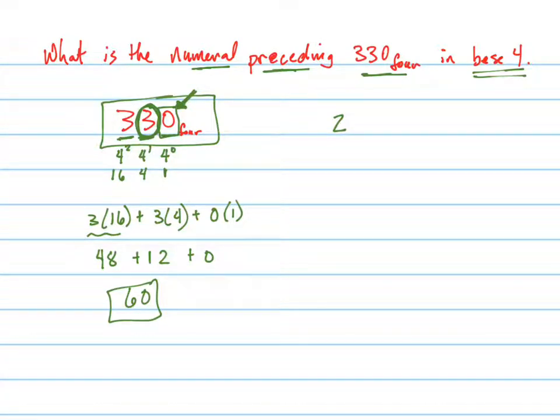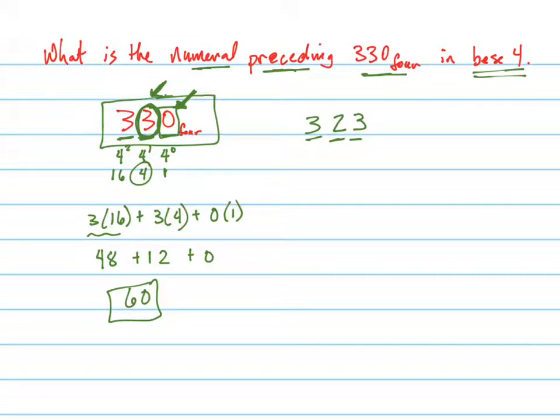Taking 1 away from there, let me rewrite this. 3, 2. By changing that from 3 to 2, I took a 4 away. It's like subtracting 4, so now I have to add 3 back. So what's the number right before 330? 323.